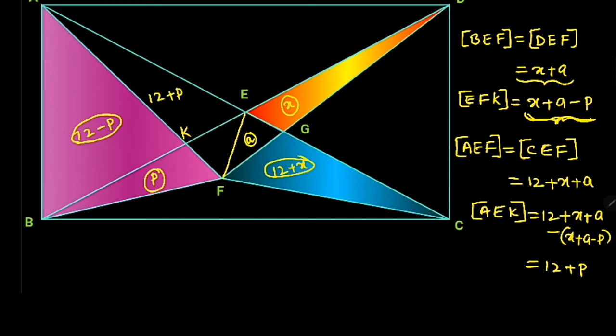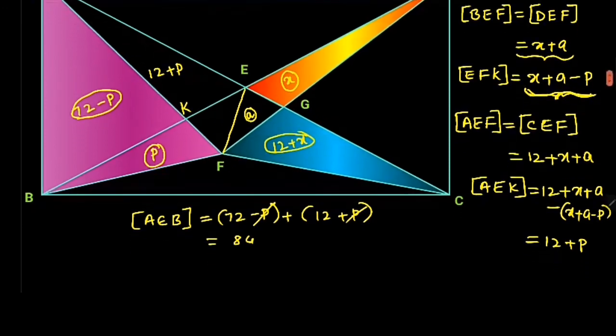From this figure you can find out the value of AEB. The area of AEB is nothing but 72 minus P, the area of ABK, plus the area of AKE, that is 12 plus P. The P's get cancelled, and then you are going to get the area of AEB as 84.